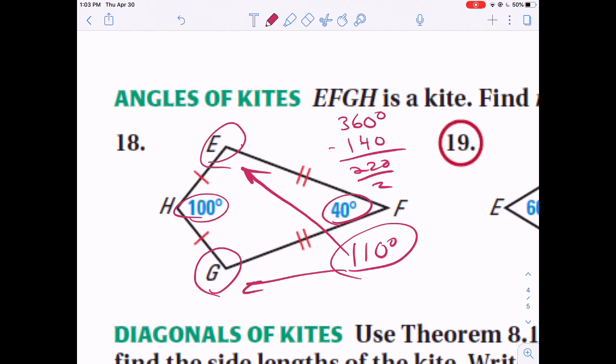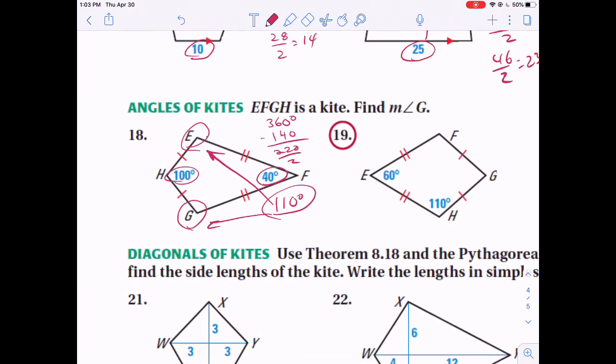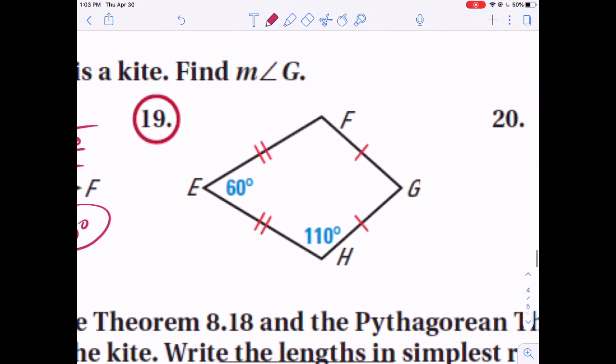Are you loving this yet? Look at 19 carefully. Which two angles are equal in this kite? Well, it's not E and G, but it is F and H, right? So you have 110 for H, you get a 110 here. How would you go and find angle G at this point? Well, yeah, you're going to add up the other three and subtract from 360, because again, it's a quadrilateral.